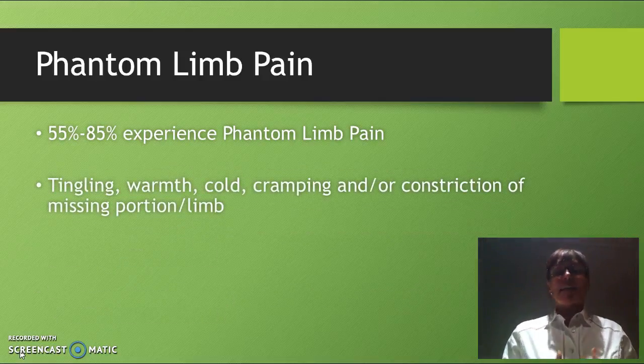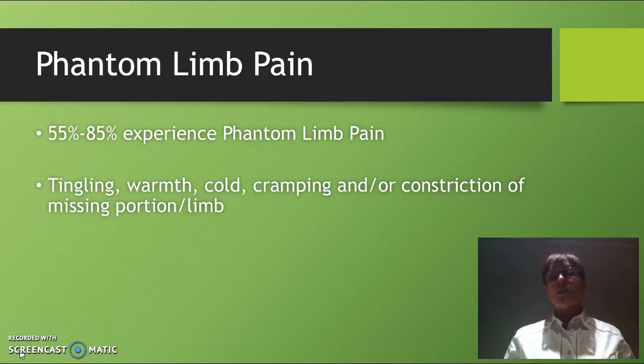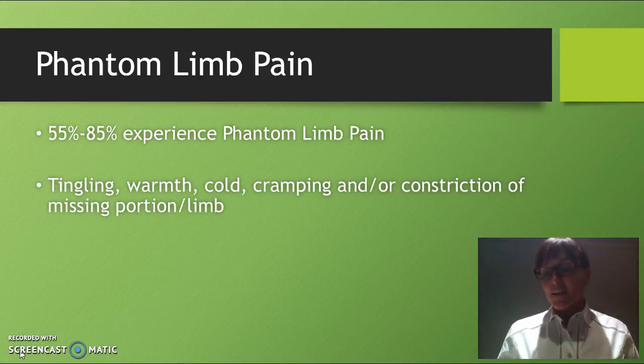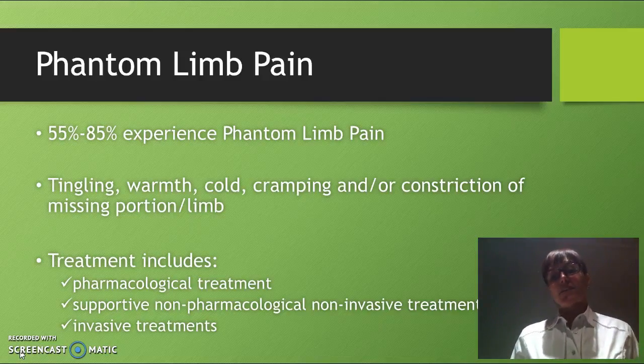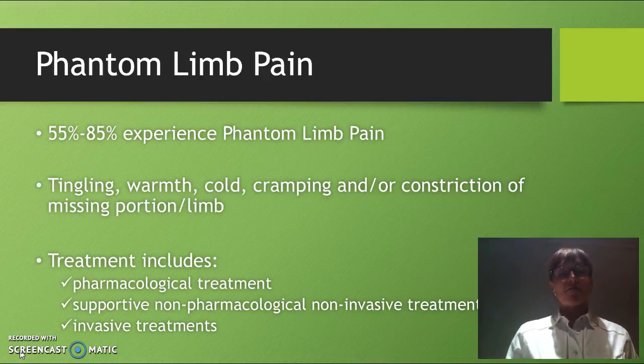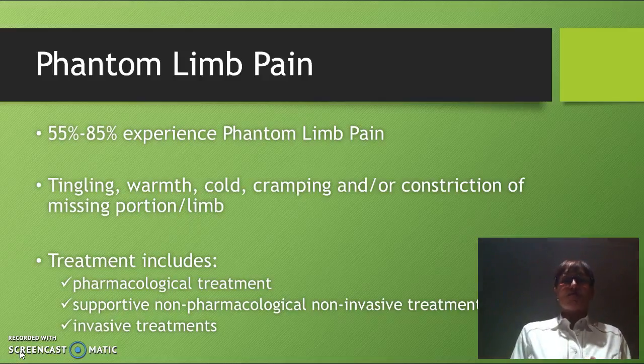The pain may be like a tingling, a warmth, a cold, a cramping, and or a constriction of the missing portion of the limb. And the types of treatments may include pharmacological treatments, supportive non-pharmacological, non-invasive treatments, or invasive treatments. Since this presentation is not necessarily to focus on phantom limb pain, I just wanted to point out the pharmacological treatments because some of those include medications that may affect the exercise prescription, one of them being the beta blocker that I discussed earlier.